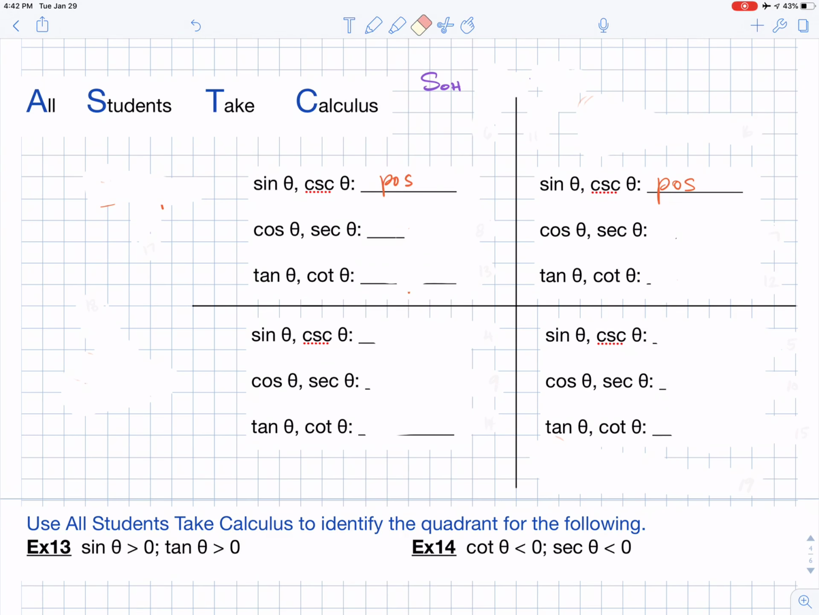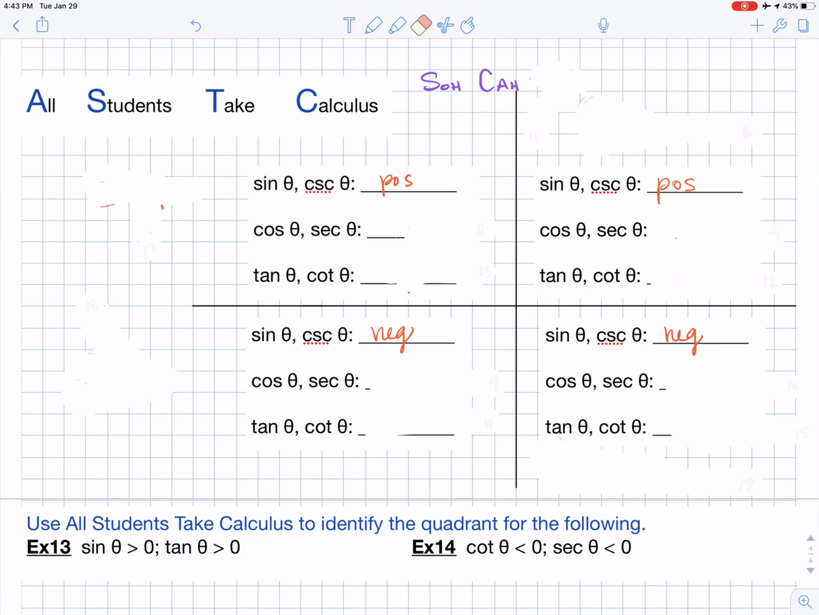So therefore my sine and my cosecant are both going to be positive. In the third quadrant, however, my sine value is now going to be negative because the y value is negative. And in the fourth quadrant, the y value is still negative. So in the fourth quadrant, sine and cosecant are both going to be negative.